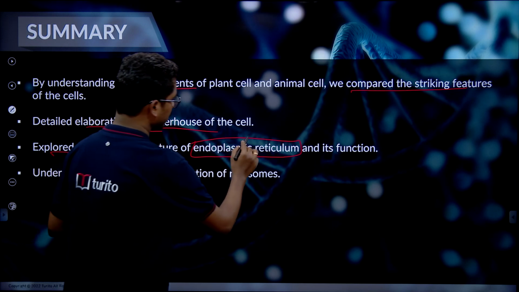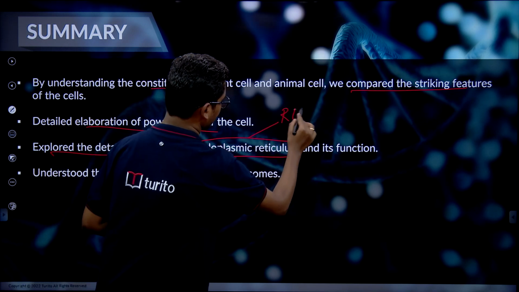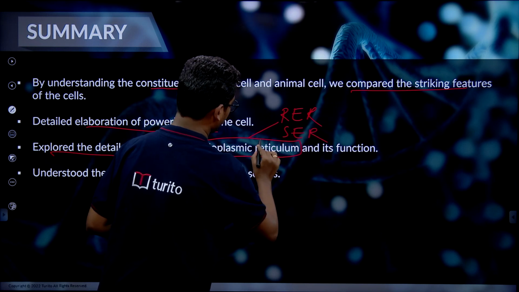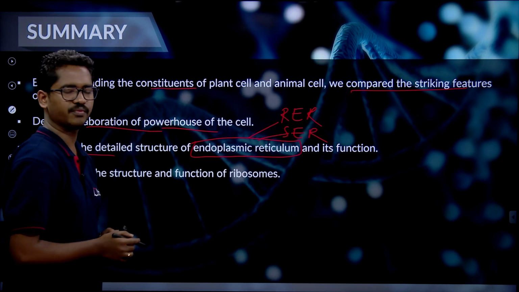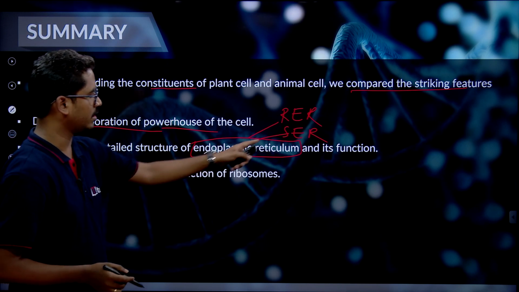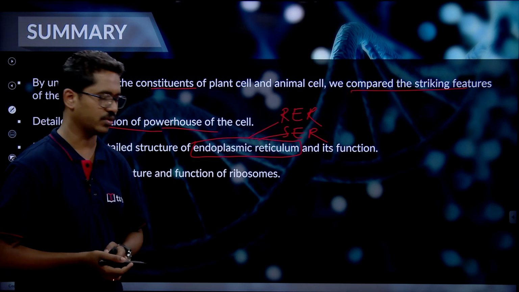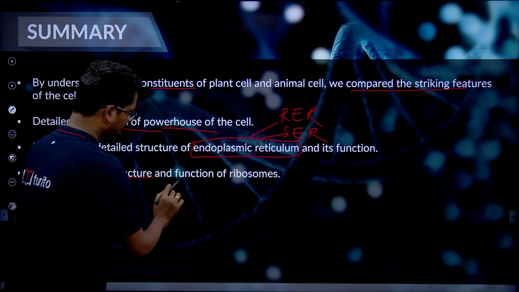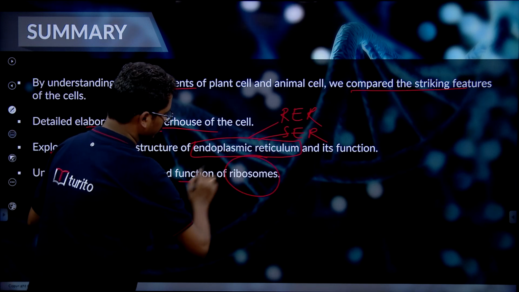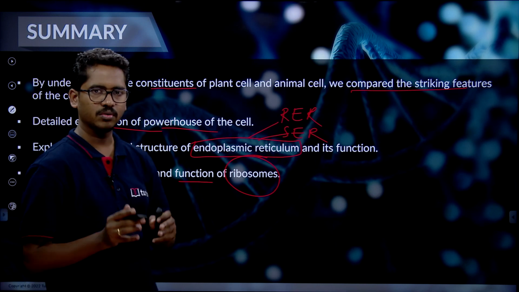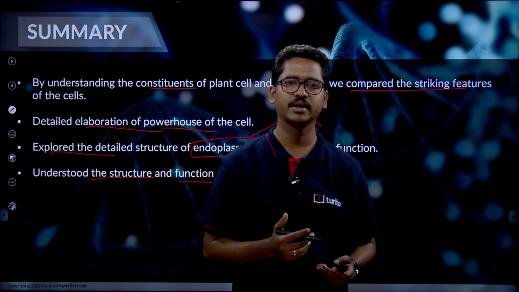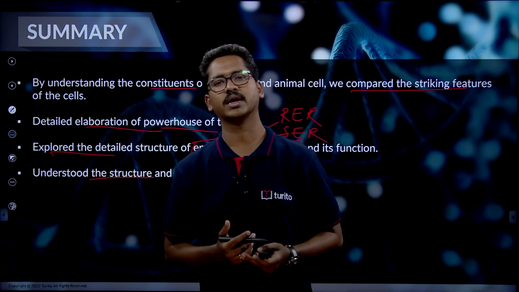If you remember, we saw they were of different types, RER and SER. RER is rough endoplasmic reticulum, SER is smooth endoplasmic reticulum. Finally, we saw the structure and functions of ribosomes. So, this is what we discussed in this session. In the upcoming sessions, we will be understanding some more organelles.